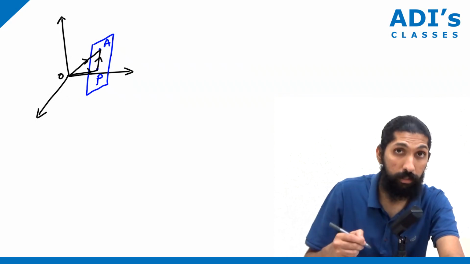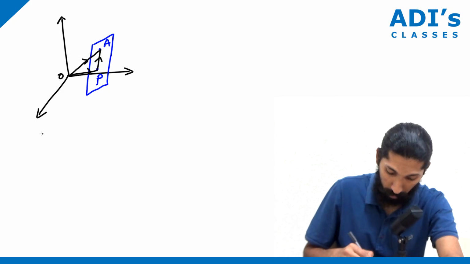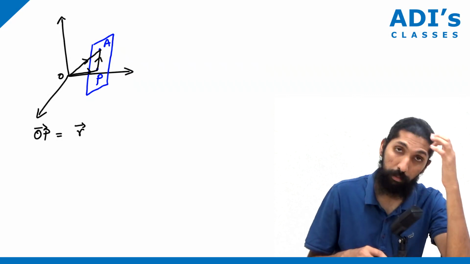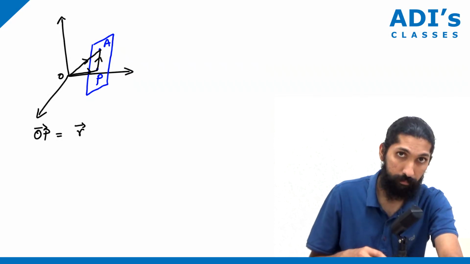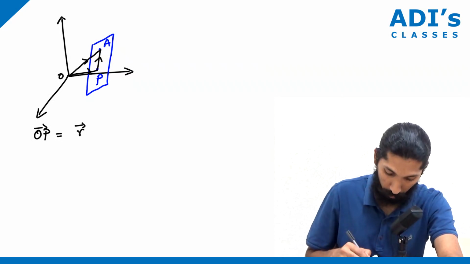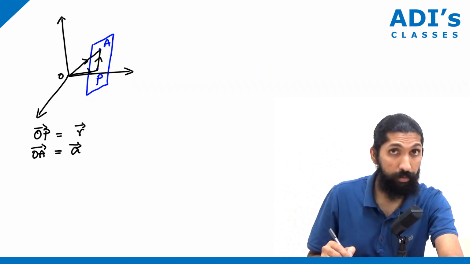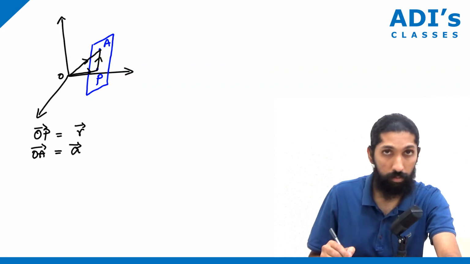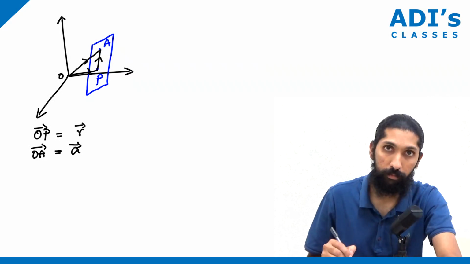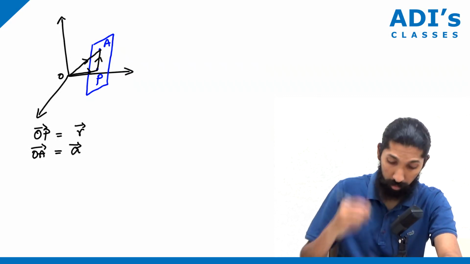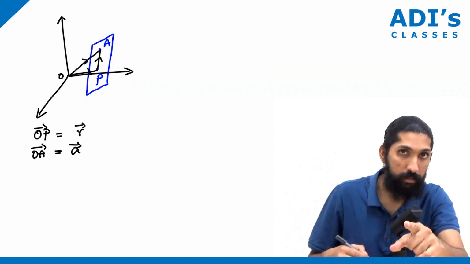Now what are the vectors? We'll look into it now. Vector OP is equal to R, some vector R, but the point is x comma y comma z. Next, vector OA is equal to vector A. Remember, this is a given vector, because point A is known, so OA is going to be a given vector. Now again, we'll use the triangle law. If you use the triangle law, we can calculate PA.